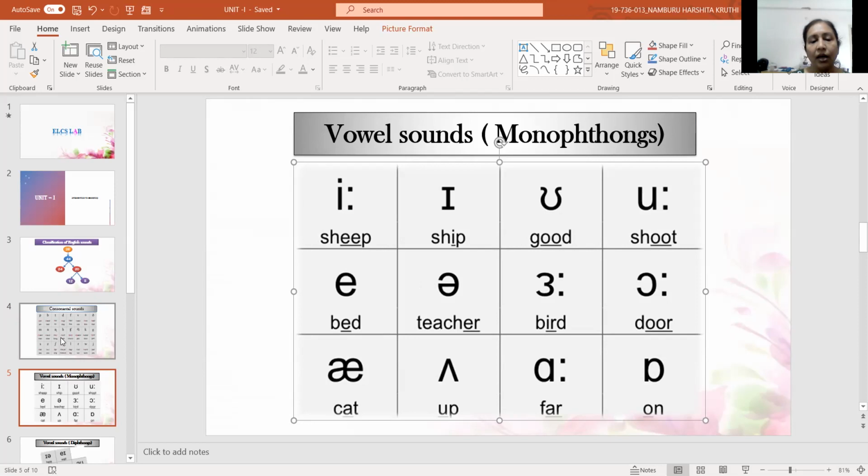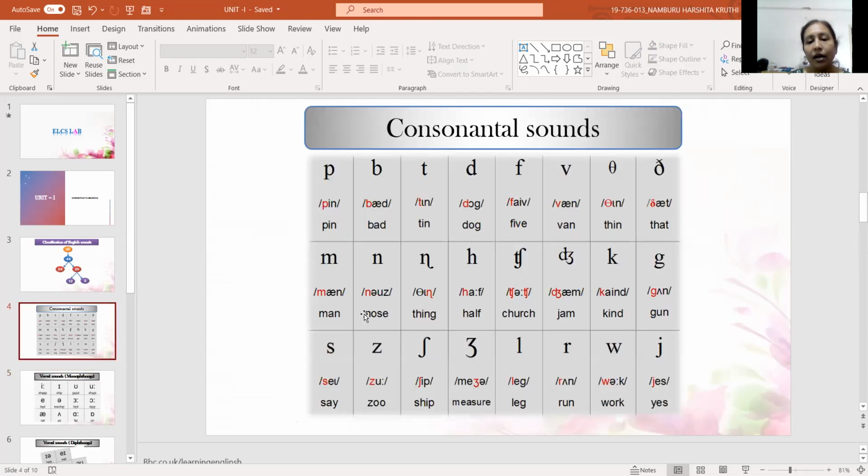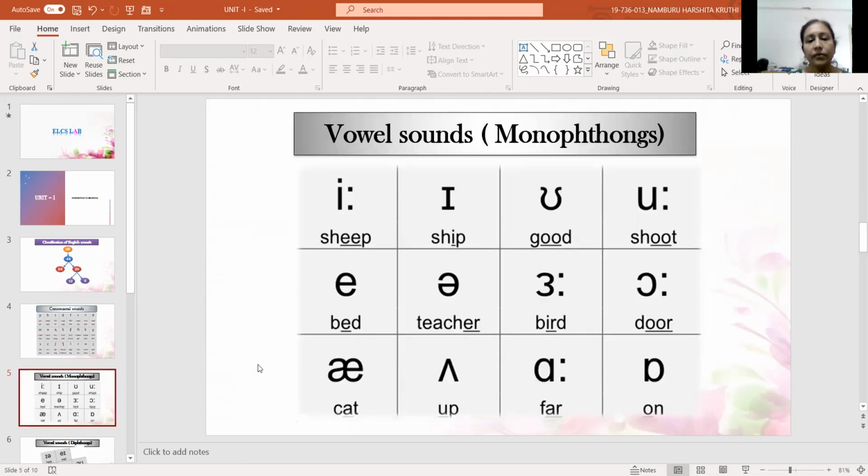E actually is the symbol for the sound A, which appears in the word bed, right? When we write it as a word, E appears in the middle, so that A sound also appears in the middle. You should also know the place of the sound, okay? Whether initially, medially, or finally. Where does the sound appear? Here A appears in the middle.